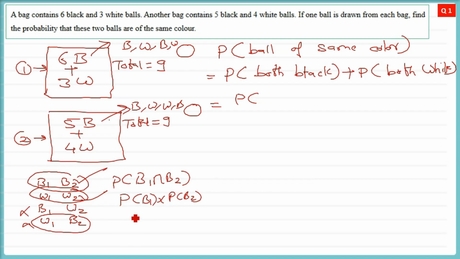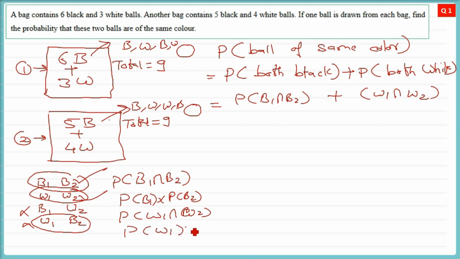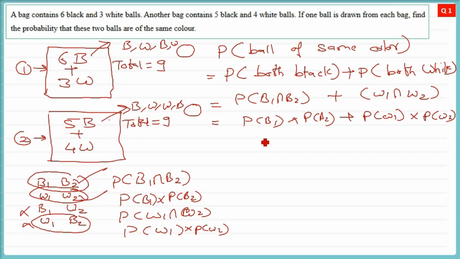Similar for the second logic: probability of both white. And the second one is both white, so W1 intersection W2, that is first white and second white. So we have P(W1) multiplied by P(W2). So we have P(B1) multiplied by P(B2) as the first one, and second one P(W1) multiplied by P(W2). So we need to find out the probabilities now.